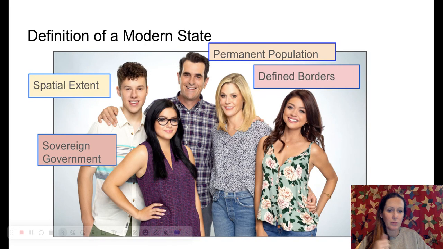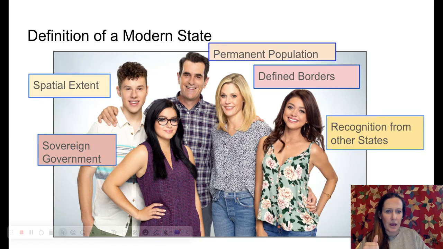So what does that have to do with everything, right? And recognition from other states. So other states, maybe not 100%, but other states have to recognize you as a sovereign government as well. You can't just say you're sovereign. Other states would be like, yeah, you're sovereign. Now, you might say the UN could be a factor that recognizes you. The UN can be a factor here in being recognized by other states.